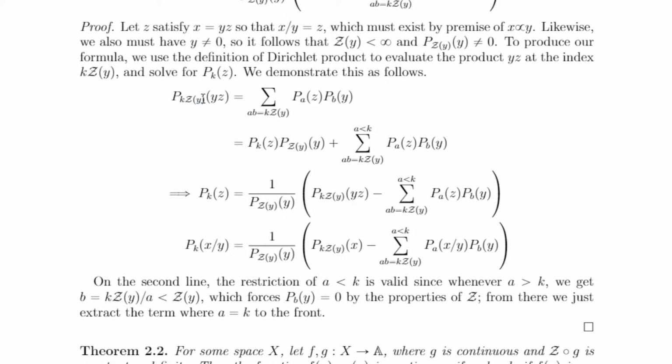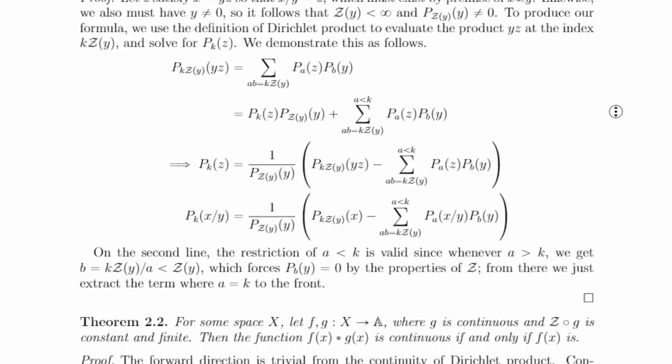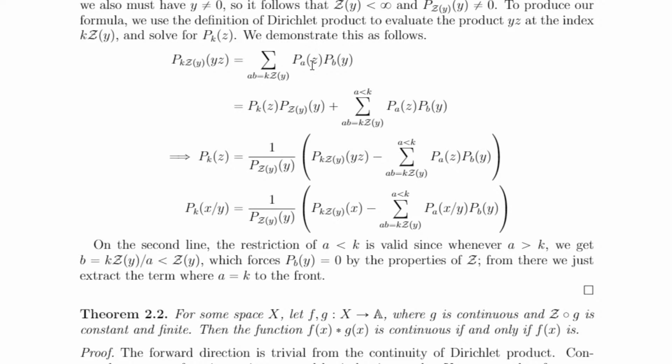And using our definition of convolution, our Dirichlet product, that's a summation across these ordered divisor pairs. So all the pairs a and b, which multiply up to equal this index of our projection, which is k times z of y. And then of course we have the a projection of z and the b projection of y. We multiply those together, add them all up, and that's our product. That's a Dirichlet product.